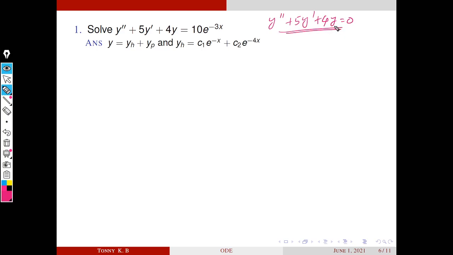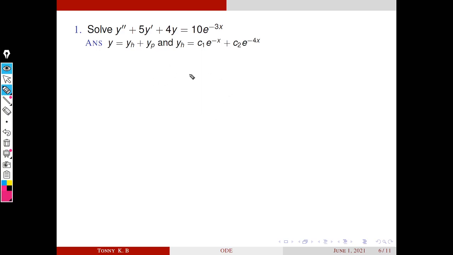We know how to solve it. You write the characteristic equation and solve. Here I'm not going to solve that problem because we know how to solve such equations. Anyway, this is the general solution of this homogeneous equation, c1 e raised to minus x plus c2 e raised to minus 4x.